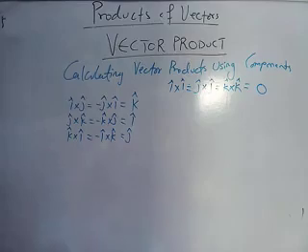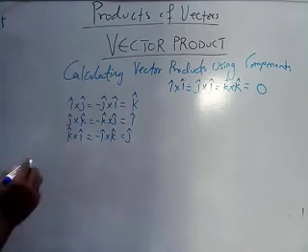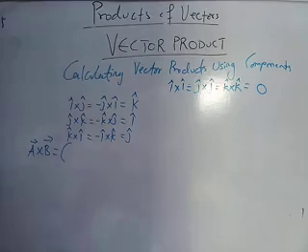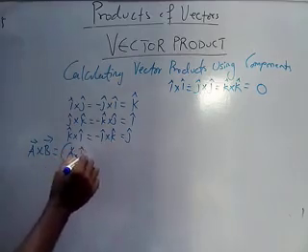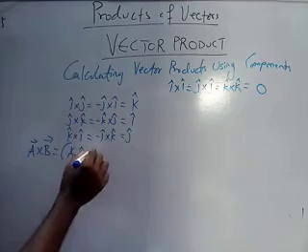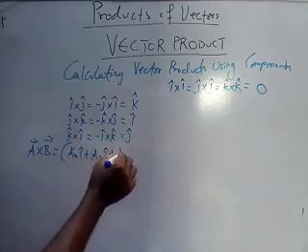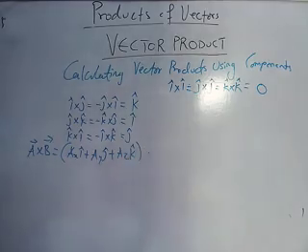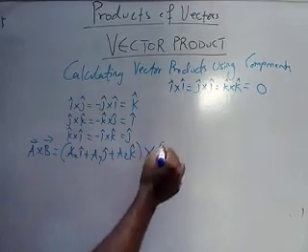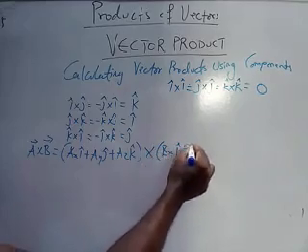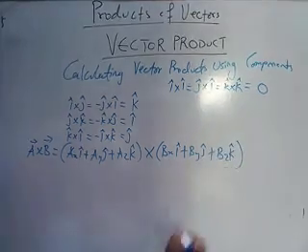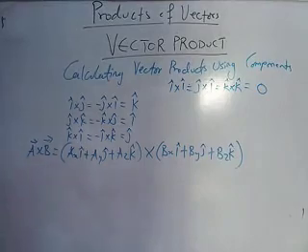So now, what does this mean? It means that vector A cross vector B is the same as, multiplied by what? Bx. Hope we are on the same page.